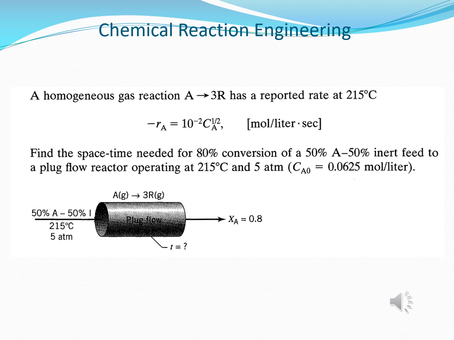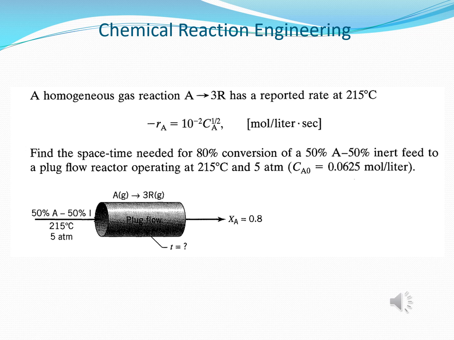read the statement very carefully, and you have to read it one time, two times, three times, so you get a basic understanding of the problem, and then extract the data and know what is given and what you have to find out. So same case here: a homogeneous gas reaction A goes to 3R has a reported rate at 215 degrees Celsius. The rate of the reaction is equal to 10 raised to the power minus 2 CA to the power half moles per liter per second. So this is the given chemical rate equation.